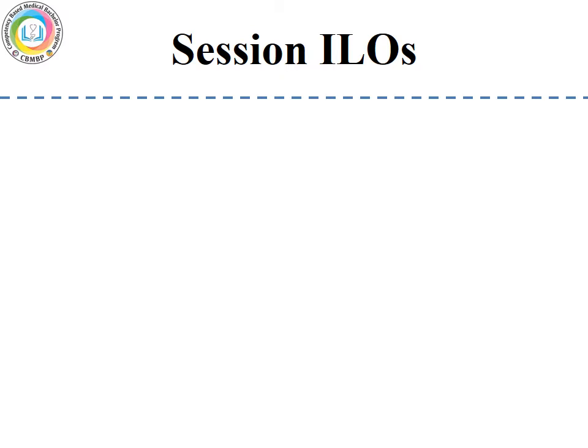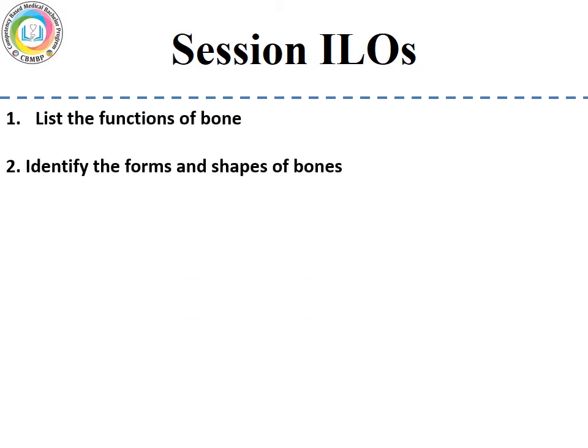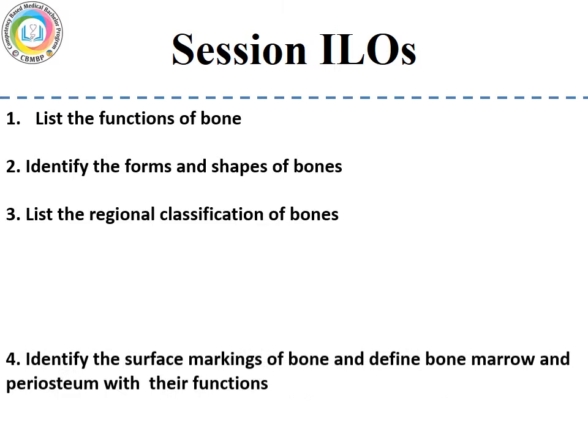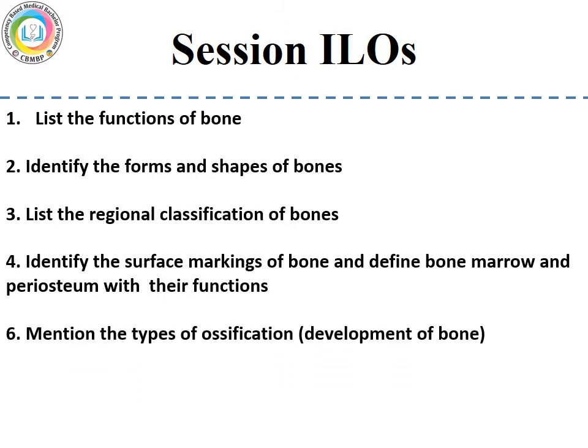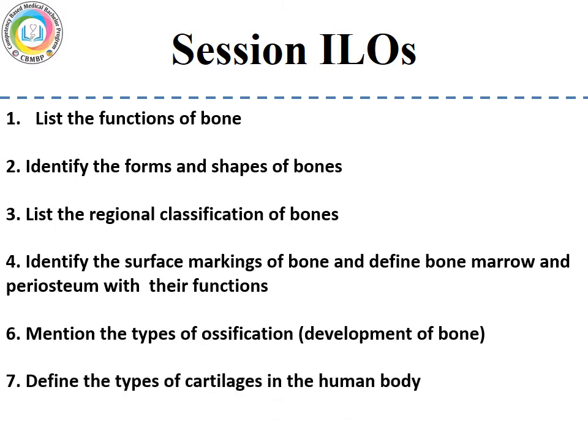Session ILOs. List the functions of bone. Identify the forms and shapes of bone. List the regional classification of bone. Identify the surface marking of bone and define bone marrow and periosteum with their functions. Mention the types of ossification, development of bone. Define the types of cartilages in the human body.